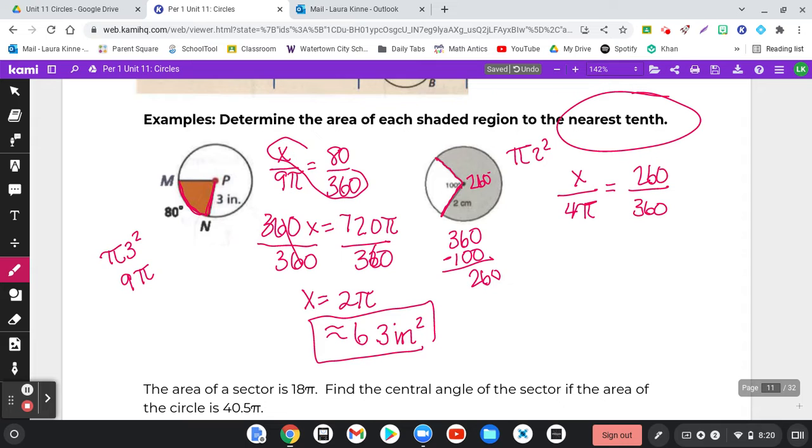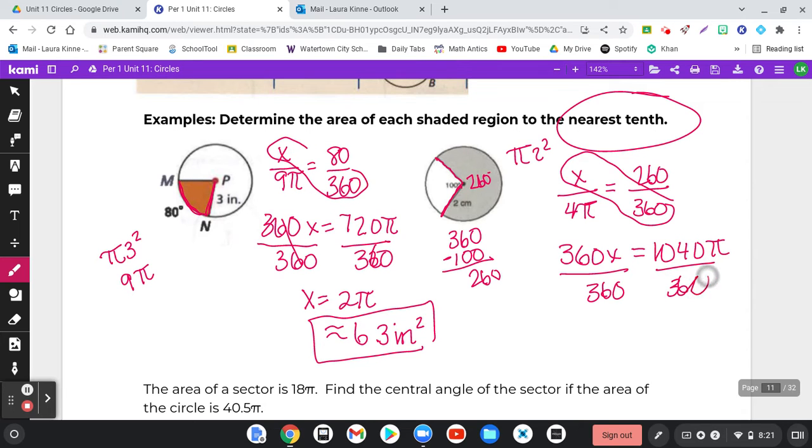All right, cross multiply. So we have 360 times x equals 260 times 4 pi, which is 1040 pi. And then divide by 360 on both sides. I'm going to put the pi and everything in, so we get that the area is approximately 9.1 centimeters squared.